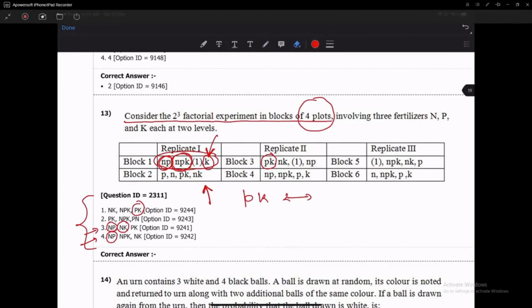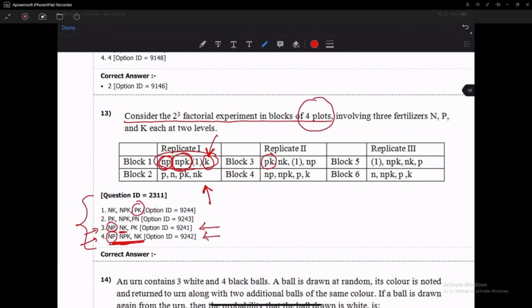So we have 2 options in option 3 and option 4. In the second option we have NPK and NK. But if we choose NK, then PK and NK have odd number of common member. You can see PK and NK has odd number of common member, which is basically K. So NK cannot be confounded. So that's why the fourth option is obviously correct. So you need not check all the options. The fourth option is obviously correct.